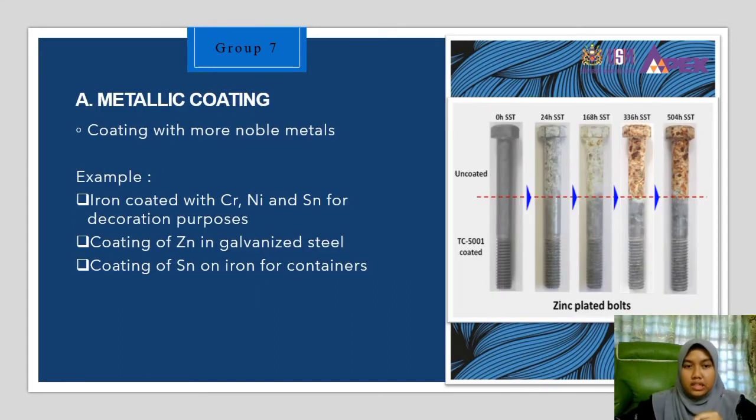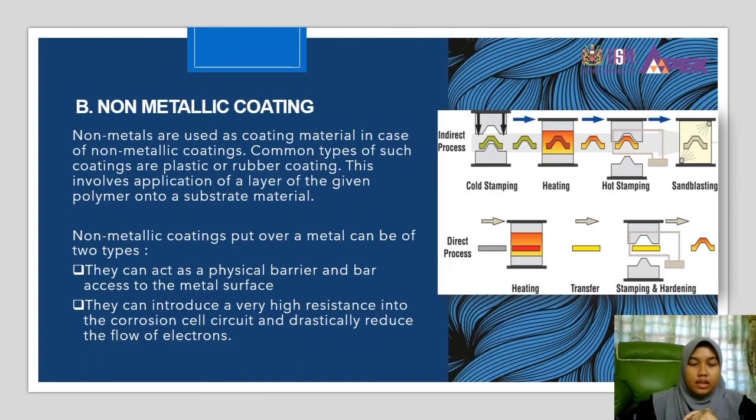For metallic coating, it is coating with a more noble metal. For example, iron coated with chromium, nickel, tin for decoration purposes. Next is coating of zinc in galvanized steel and coating of tin on iron for containers. For non-metallic coating, non-metals are used as the coating material. Common types of such coating are plastic or rubber coating. This involves application of a layer of the given polymer onto a substrate material.